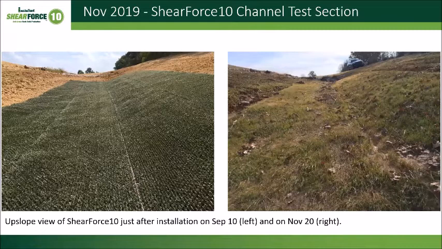So the mat, Shear Force 10 mat, right after installation, looking upstream on September 10th, is on the picture to the left. And then the picture to the right is on November 20th. And you can see pretty good vegetation growth through the mat at that point.